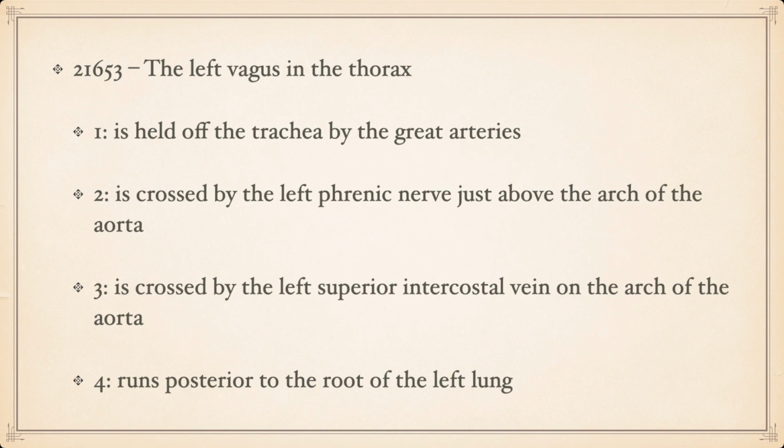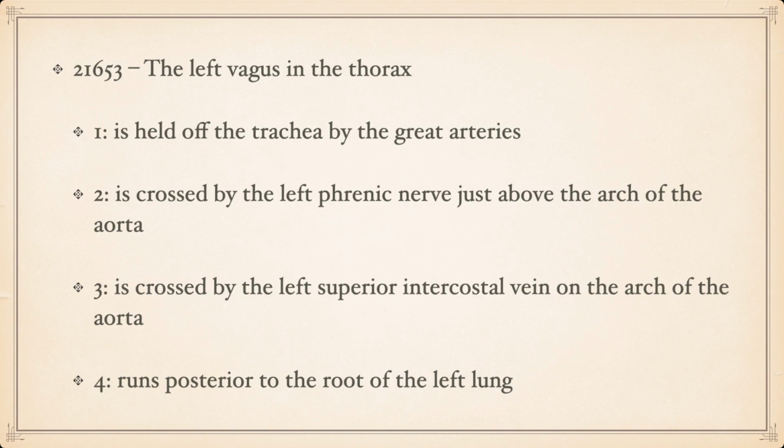Number 2 is crossed by the left phrenic nerve just above the arch of the aorta. Yes, that is also true. Number 3 is crossed by the left superior intercostal vein on the arch of the aorta. Yes, that is true. Remember that it passes lateral to the left vagus, however it runs medial to the phrenic.